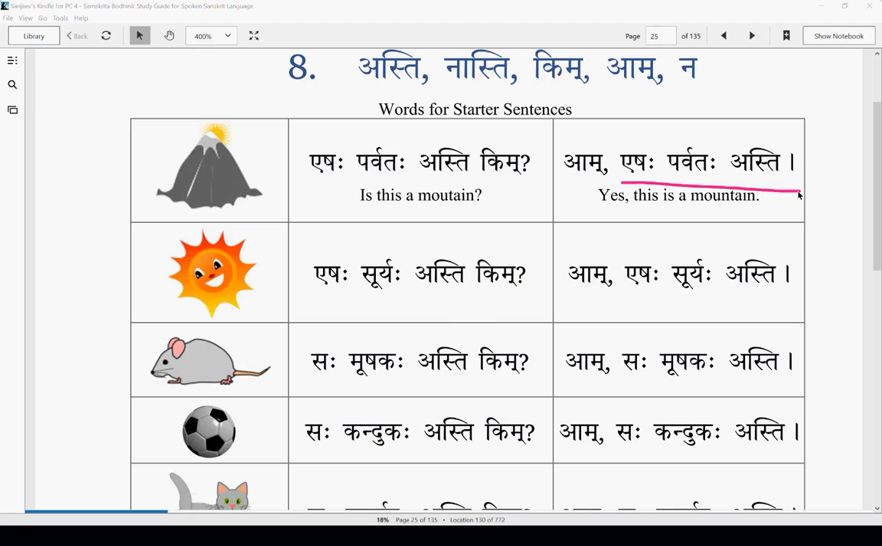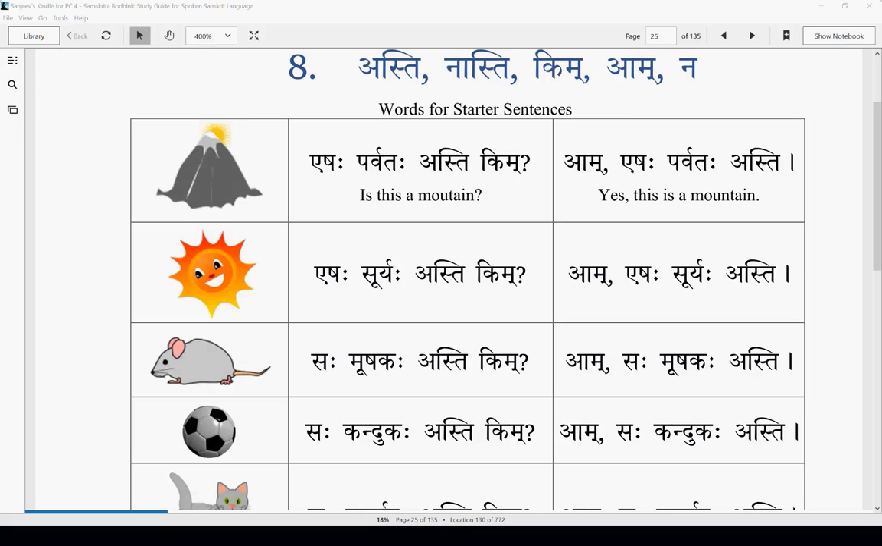Eshaha parvataha asti. So asti means is. In English, if you translate this, it is given here: this is a mountain. So here "is" is coming in the middle in the English sentence, but here it is at the end. Eshaha parvataha is the subject here. Esha is "this," and parvataha is the subject, right? Parvata is a mountain, and asti is or exists. That is the verb.